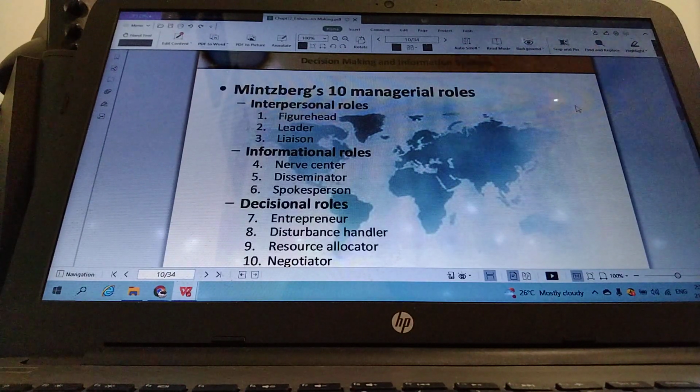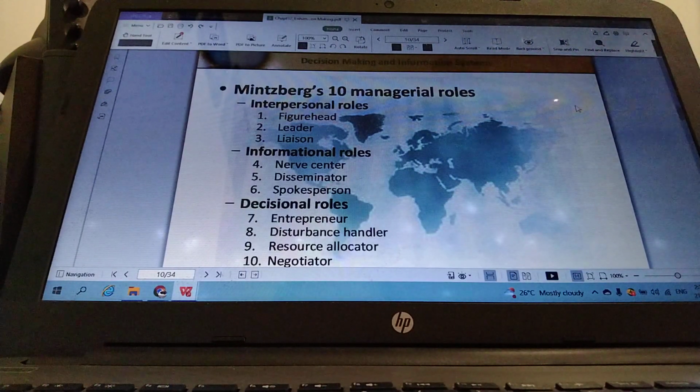Whereas the next 3, nerve center, disseminator, spokesperson, can be considered as the informational roles of the managers.